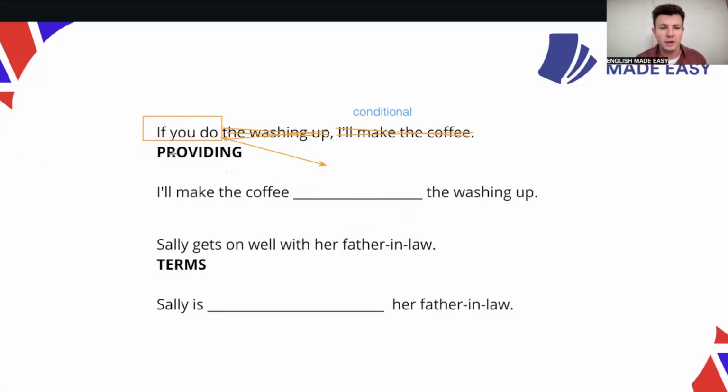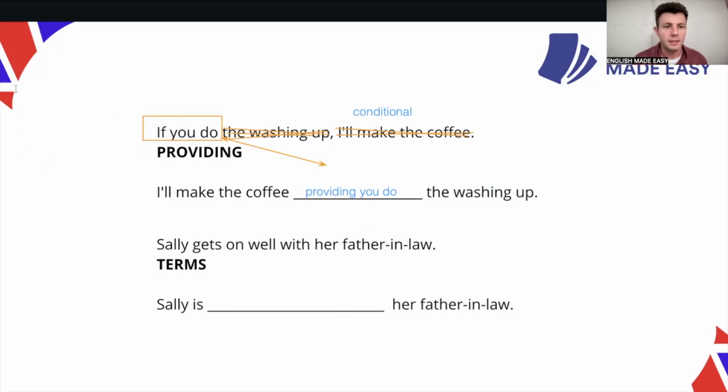aquí usando providing. So, I'll make the coffee providing, it's easy, easy. Providing you do the washing up. Okay, this is a B2 one, so some of the C1 students, you might not find that as difficult, but this is a clear example for you guys. I hope you can understand, identify the grammar and cross out the same words.